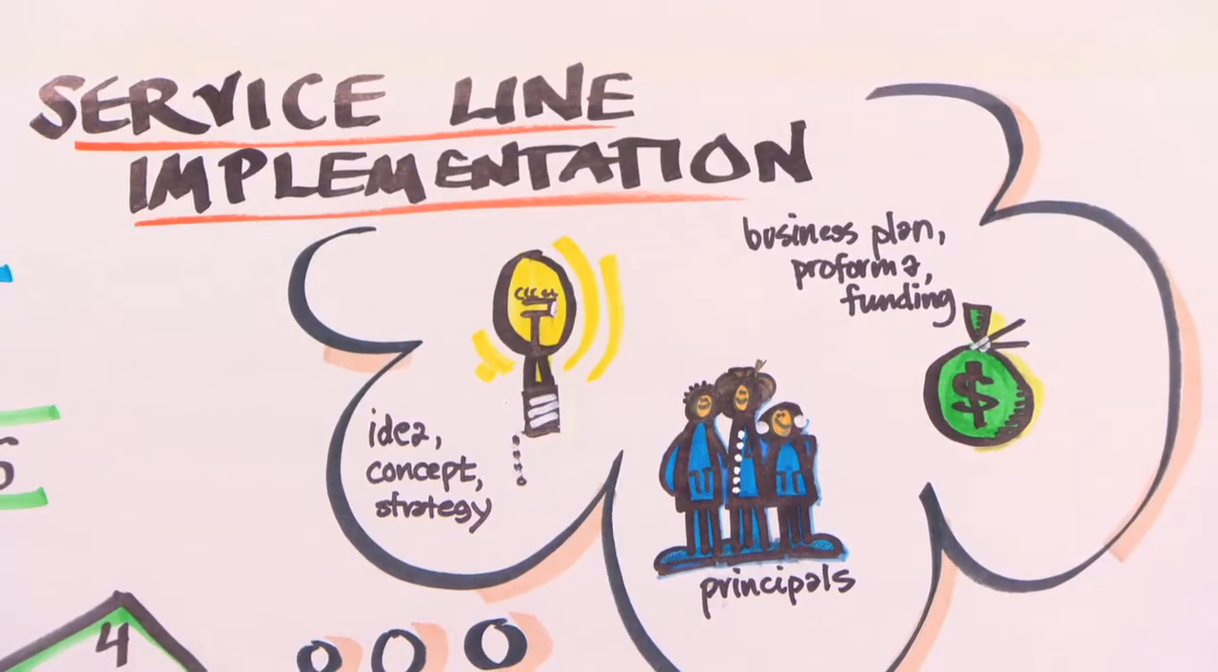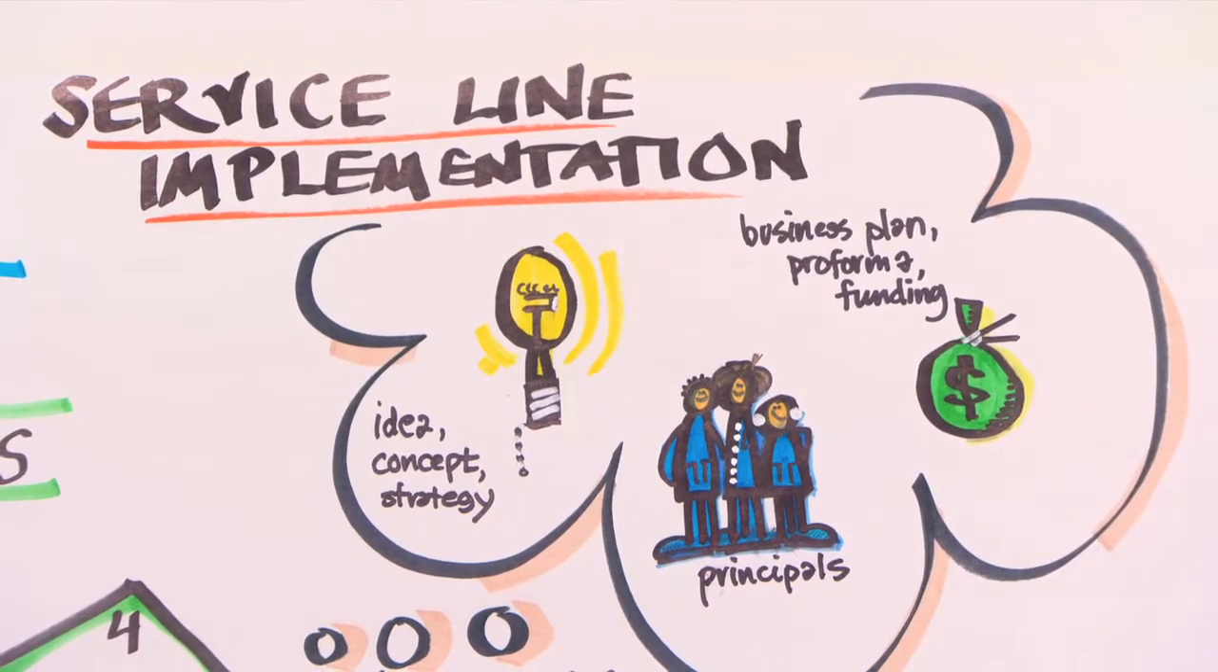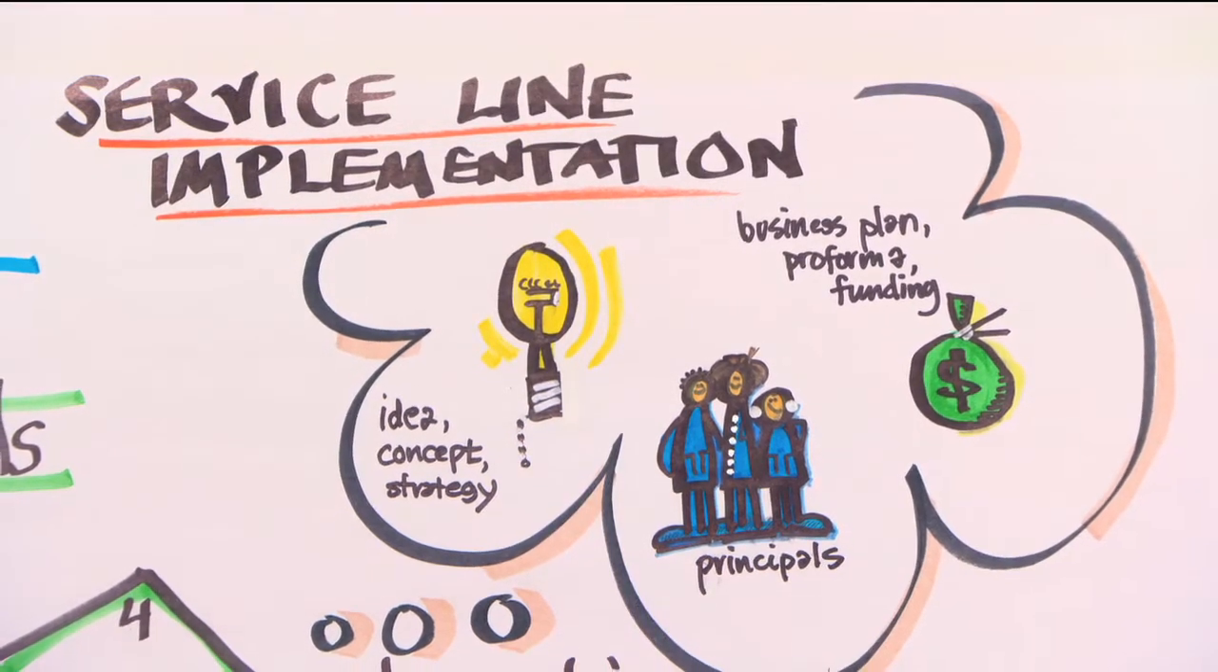The idea and the concept have come to bear, the principal people involved in it, and also the pro forma, the business plan, and the funding have been established at this point. So now, how do we implement that service line? How do we get things going?